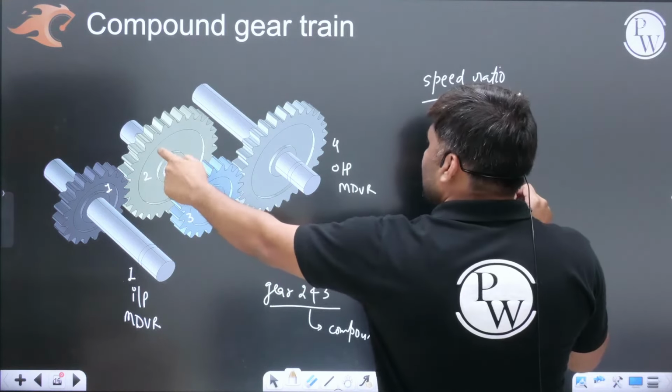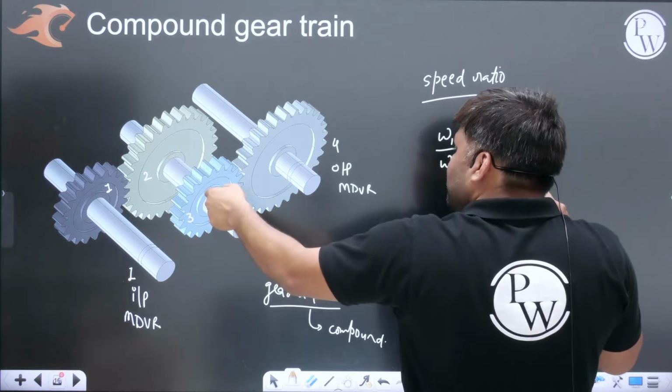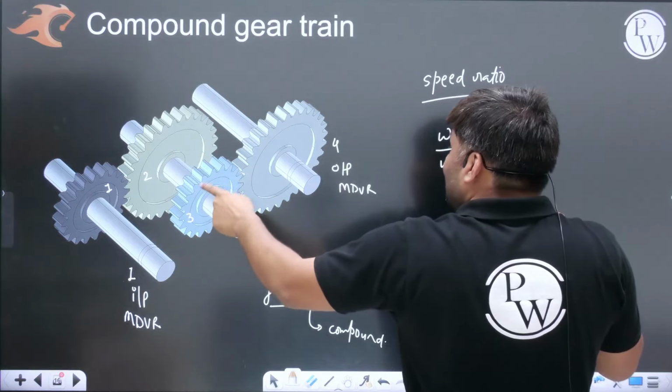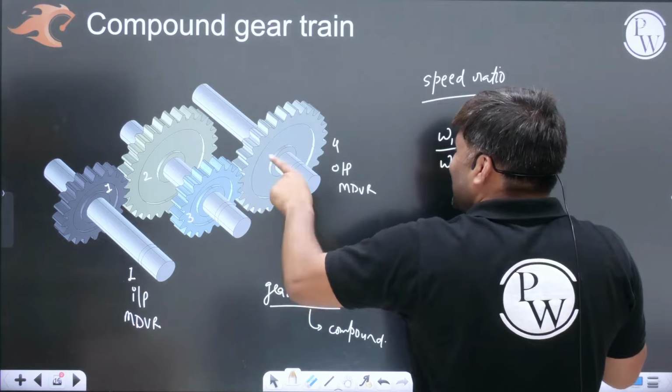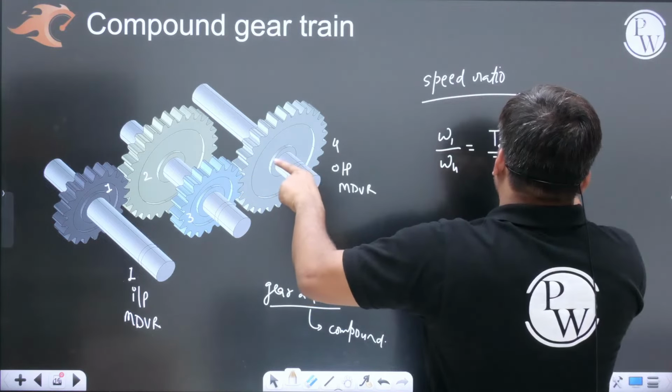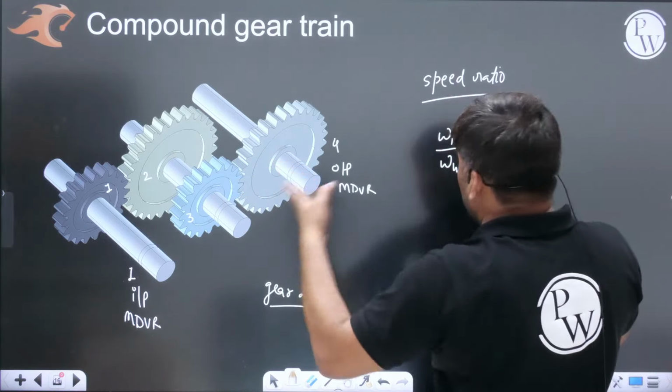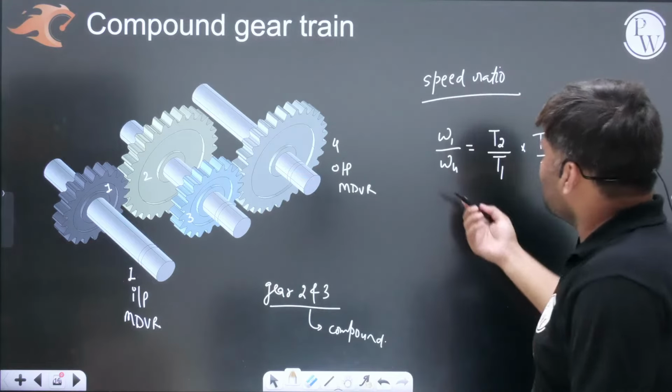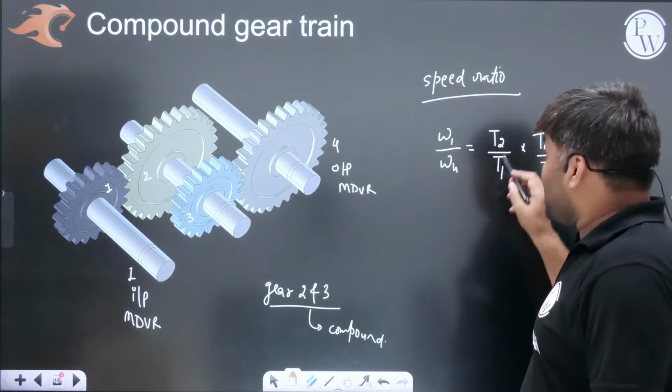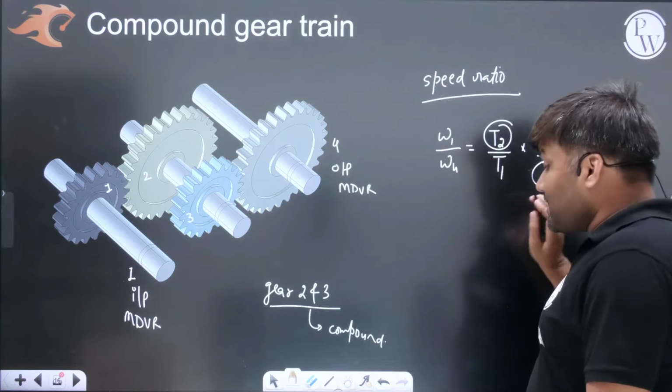2 is rotating. Now, 3 is also rotating, but they have the same velocity. Now, 3 is driving 4. So, by T4 by T3, reciprocal of the teeth. That's how you write the equation. Simple. This is the equation which you have written. Acha, no teeth is getting cancelled.